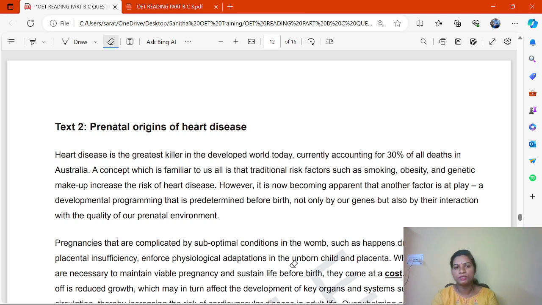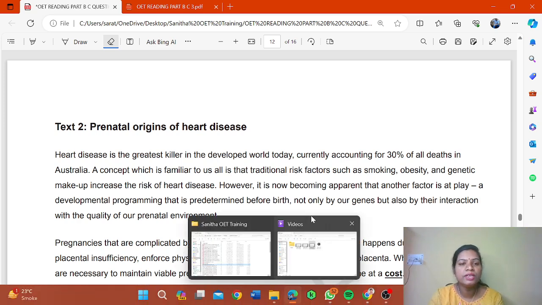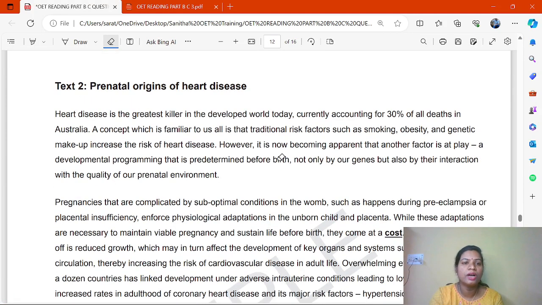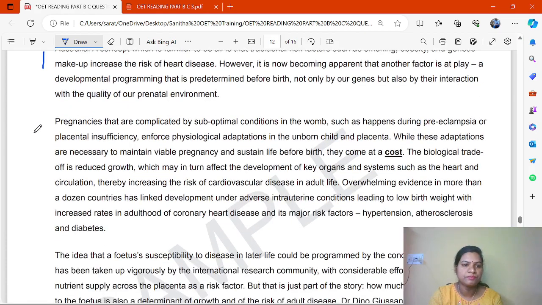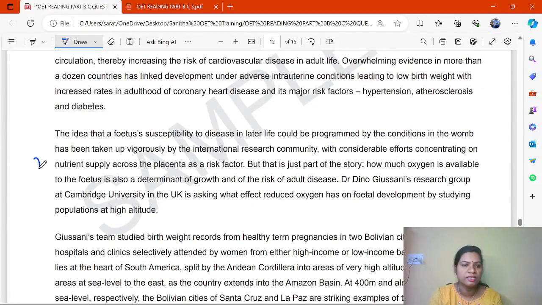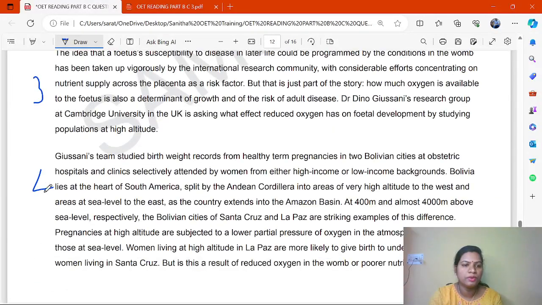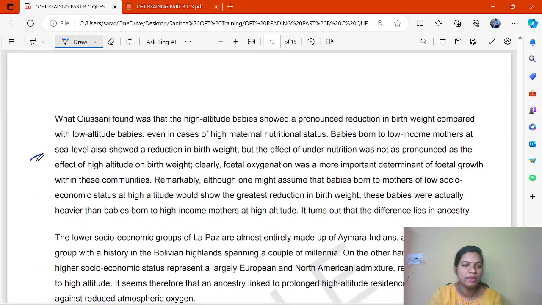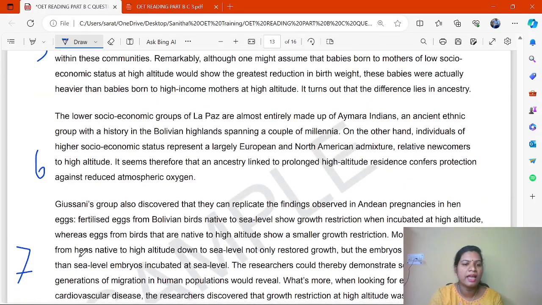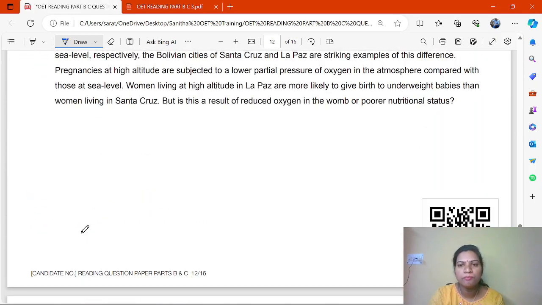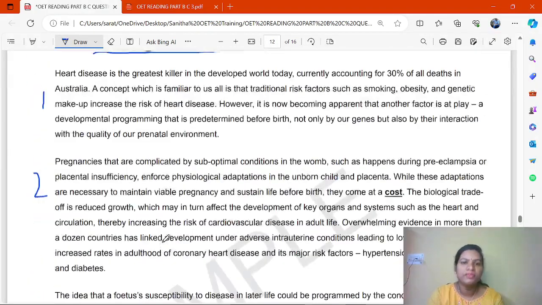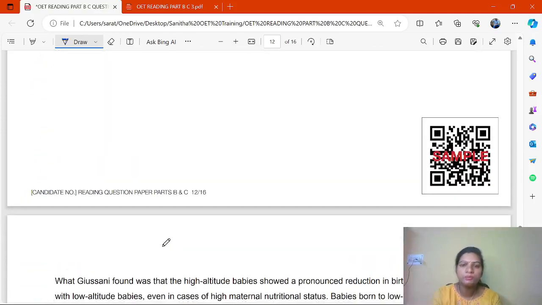Let's begin today's topic, prenatal origins of heart disease. When you get the question paper, first you have to read the title. Here the title is prenatal origins of heart disease. After that you have to put the paragraph numbers 1, 2, 3, 4, 5, 6 and 7. Then after that you have to come to the questions.